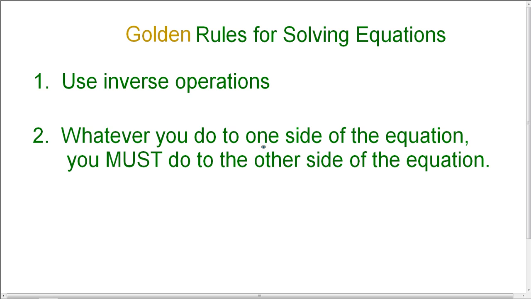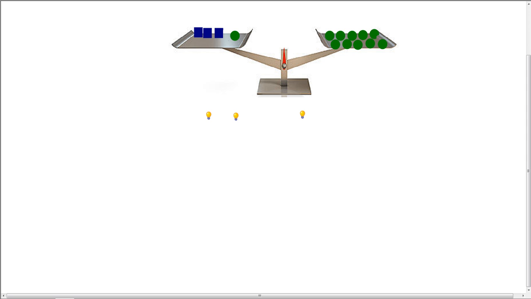Now, as we begin this new lesson, we're going to look at a model, because in our previous lesson we solved one-step equations, which means that we learned how to use one step in order to isolate the variable and solve the equation. But now we're going to have to use two steps. So let's take a look at what this might look like using our scale and our models.